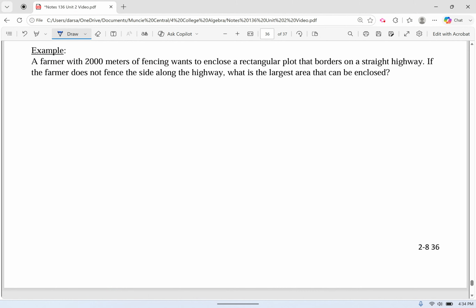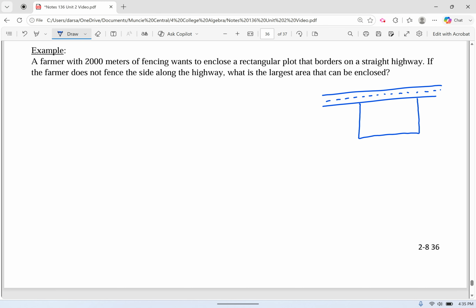A farmer with 2,000 meters of fencing wants to enclose a rectangular plot that borders a straight highway. If the farmer does not fence along the side along the highway, what is the largest area that can be enclosed? Okay, so we have a highway here, and don't worry, the cows are going to be fine. The highway already has a fence along it to protect the cows. What we want to do is create a fence that is rectangular shaped, and that is going to help us keep the cows penned in, right?